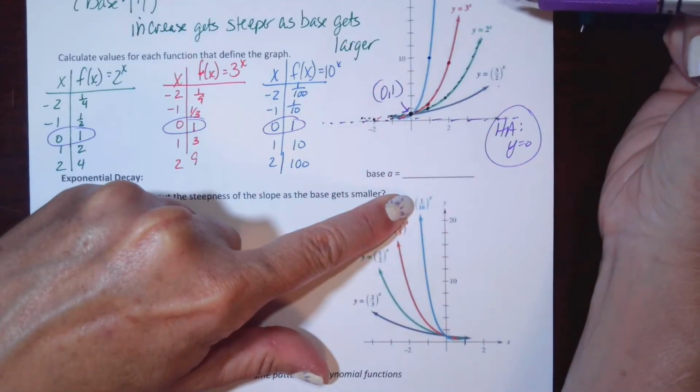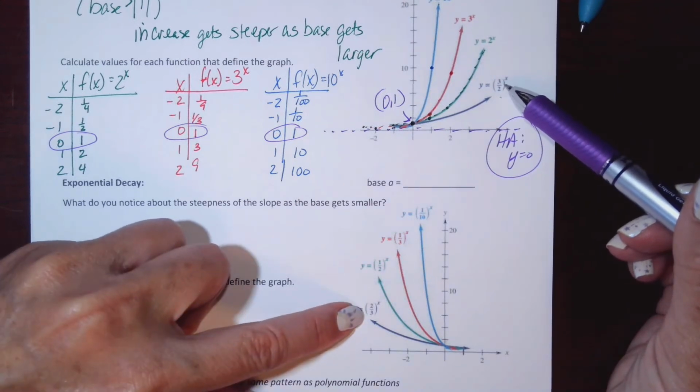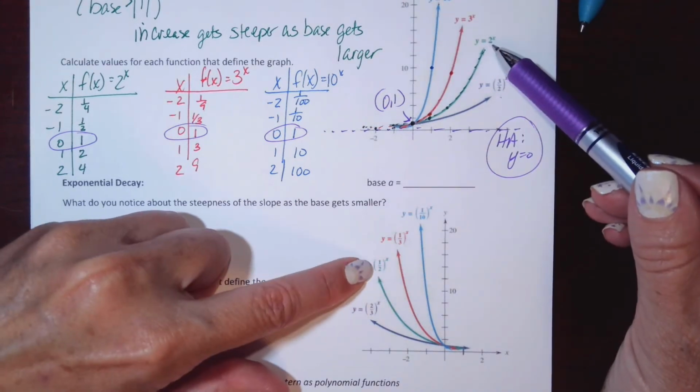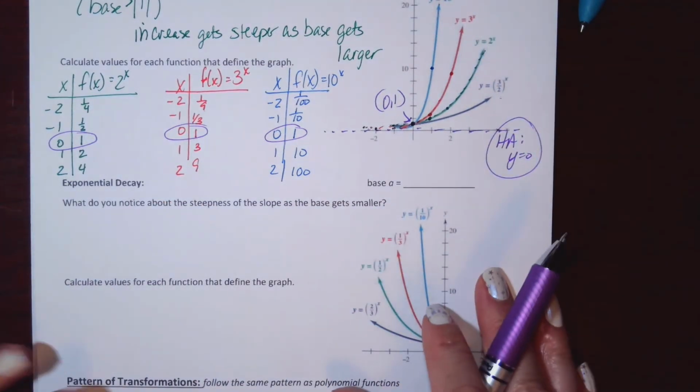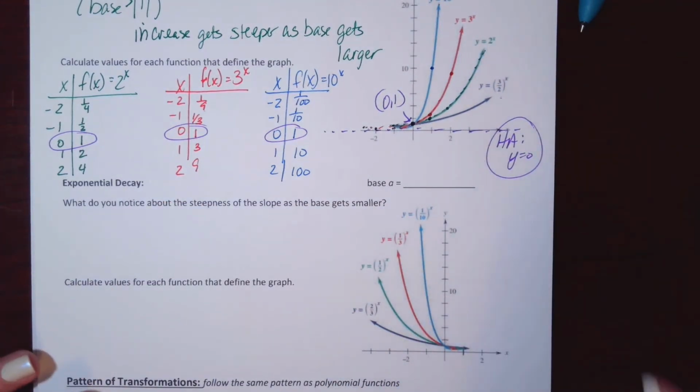And if you compare these bases, you see that they're the reciprocals of the bases on the previous graphs. Instead of 3/2, I have 2/3. Instead of 2, I have 1/2. Instead of 3, I have 1/3. And instead of 10, I have 1/10. So I've taken the reciprocal of those.